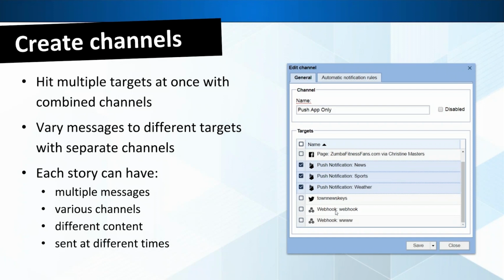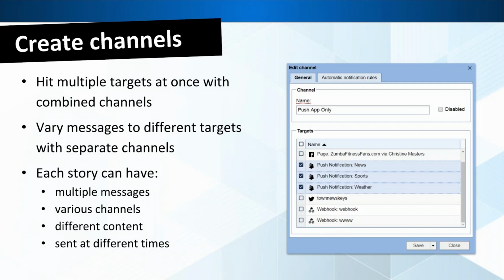Or you can say that I'm going to set up a channel just for news, a channel just for sports, and a channel just for weather. And then I can send that to my push notification news, my Twitter account for news, my Facebook account for news, and my webhook account for news. And then sports might be all together and weather might be all together. So any kind of combination of those things you can put together, again, depending on what you want your workflow to be. Obviously, from within the newsroom, if you're going to be sending out breaking news and you just have to click on one channel to send out breaking news, and it might go to multiple targets, that would be very easy for the newsroom.